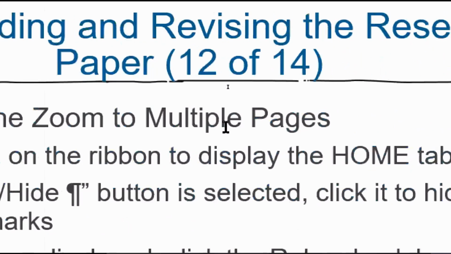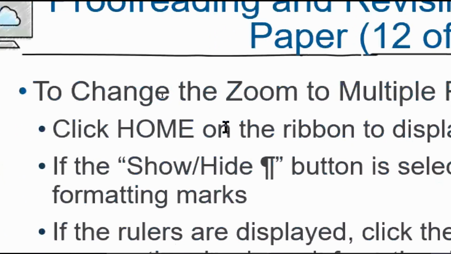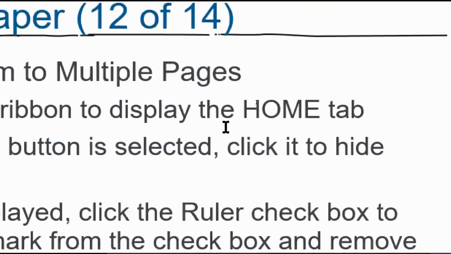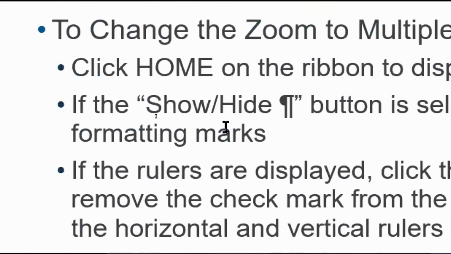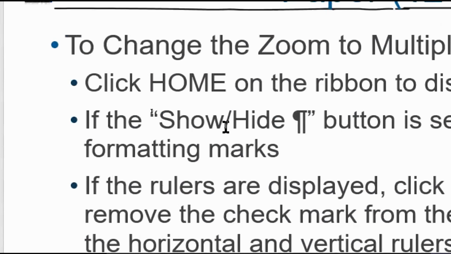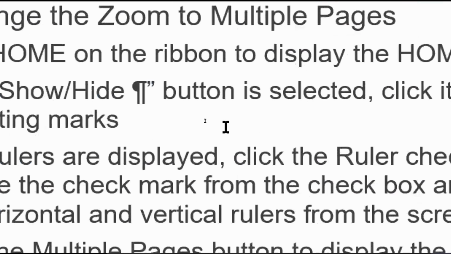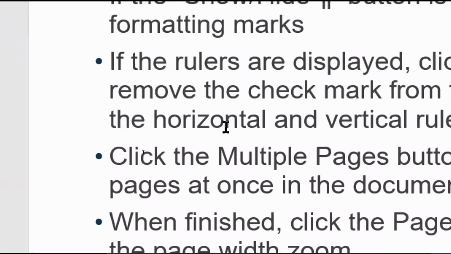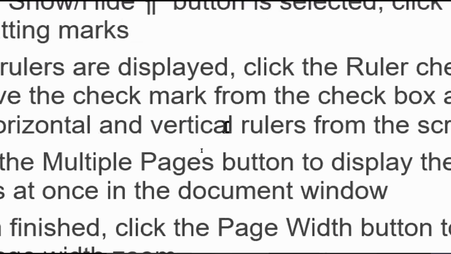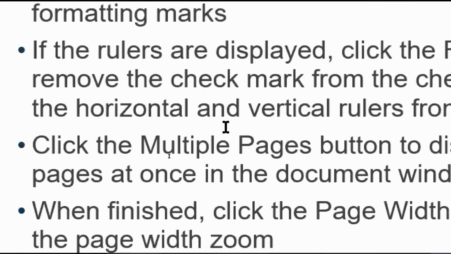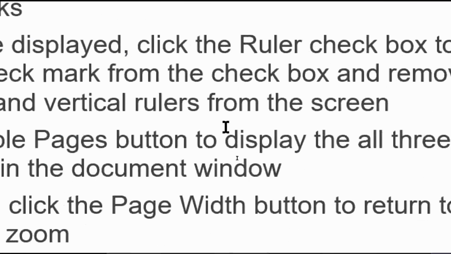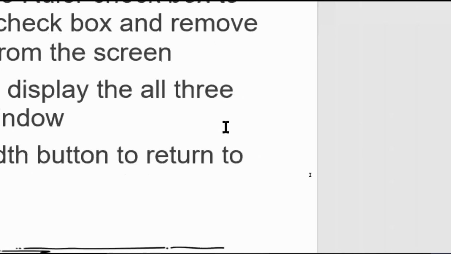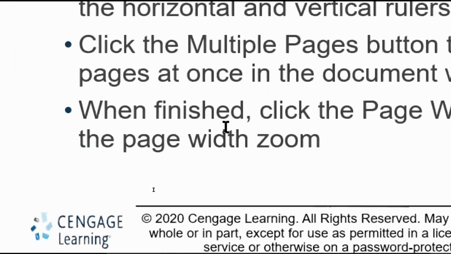It says click Home on the ribbon to display the Home tab. If the Show/Hide button is selected, click it to hide the formatting marks. If the rulers are displayed, you turn those off the same way you did before, go into View. Click the Multiple Pages button to display all 3 pages at once in the document window. When finished, click the Page Width button to return to page width zoom.